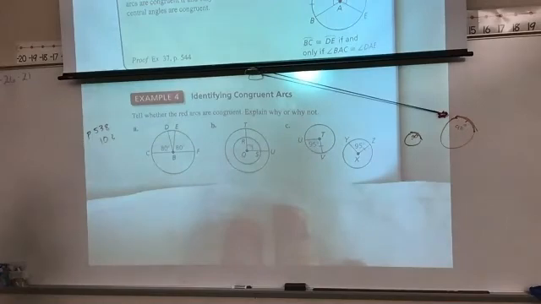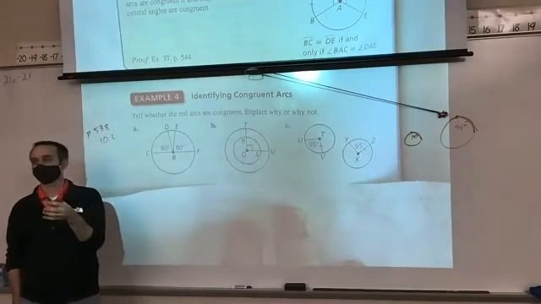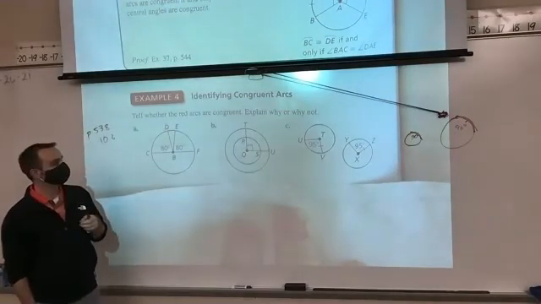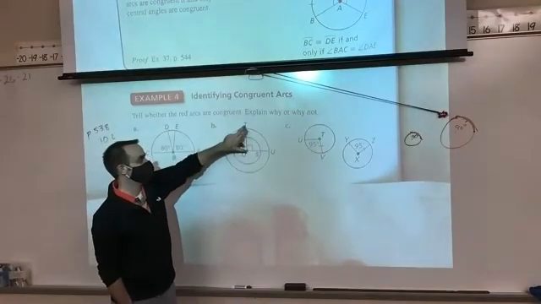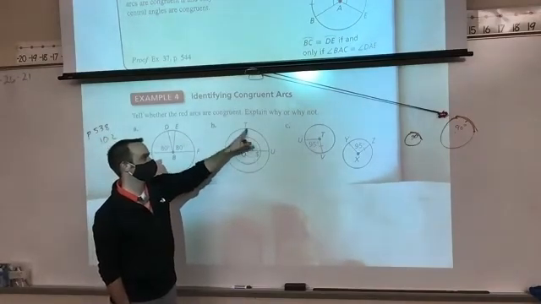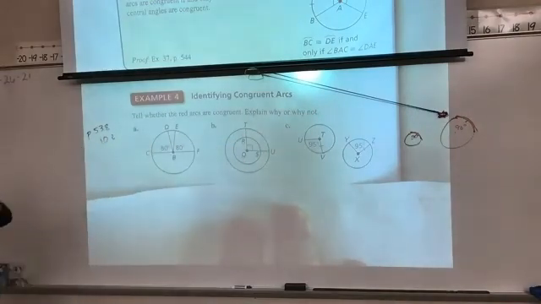How about for B, RS and TU? No, they are not. Somebody raise your hand and tell me, why are they not? How do I know that those are not actually congruent here? Toby? Because their radii are not the same. Yeah, the radius is not the same length, right? This one's obviously smaller than this one. So just because they're both 90 degrees doesn't mean they are congruent, because they're of different sizes.